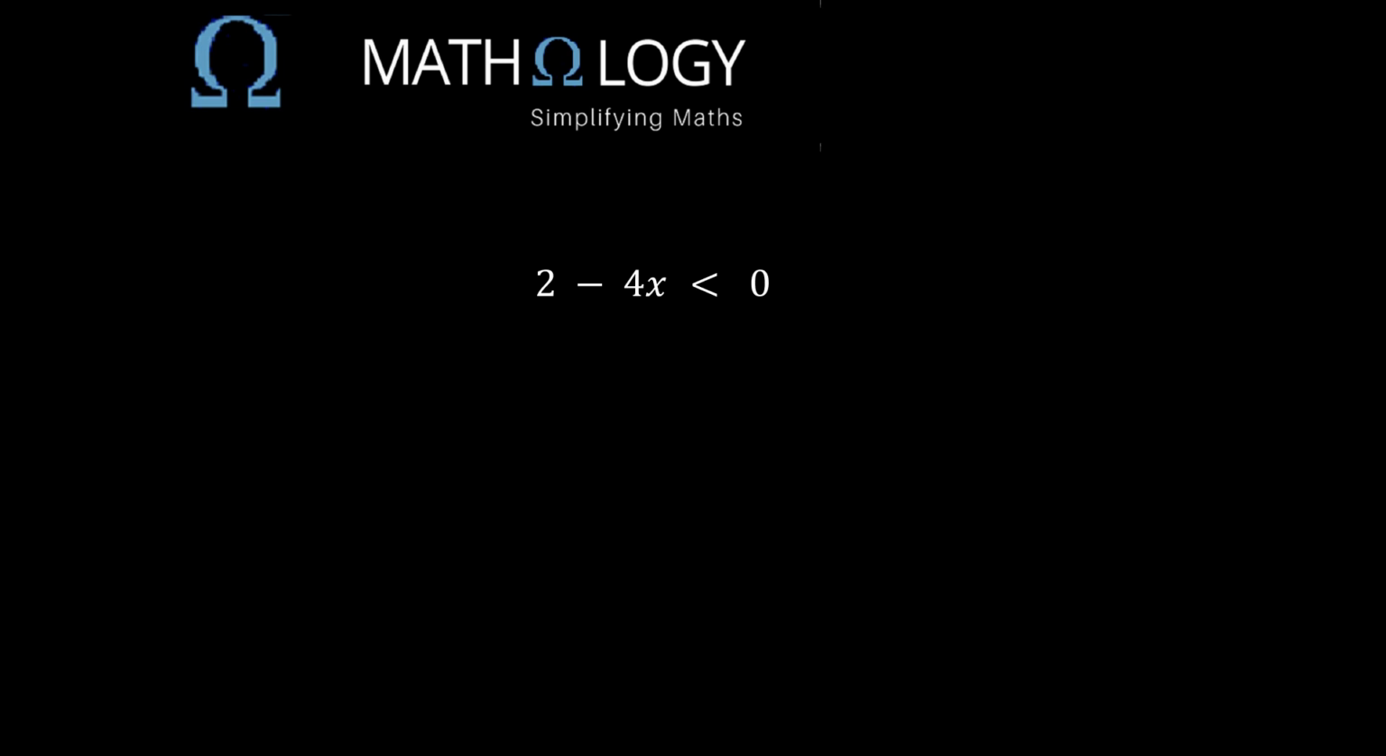So, multiplying or dividing each term of this inequality by -1 means that +2 becomes -2, and -4x becomes +4x. Of course, 0 times -1 is still 0. However, because we have multiplied each term by -1, we must, at the same time, reverse the inequality sign. Therefore, -2 plus 4x is greater than 0. We can now move -2 across to the right, and then divide both sides by 4, to give the solution, x is greater than a half.